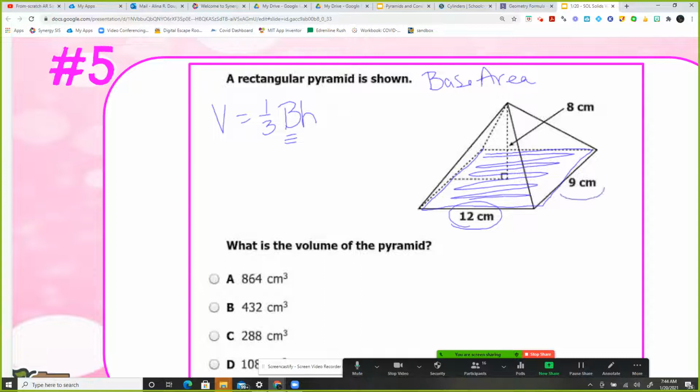So big B is 12 times 9. Big B equals 12 times 9. Anybody got a calculator handier than mine? What is 12 times 9? I spilled coffee on my calculator today. It doesn't want to work. So I got 108. Anybody else confirm that?